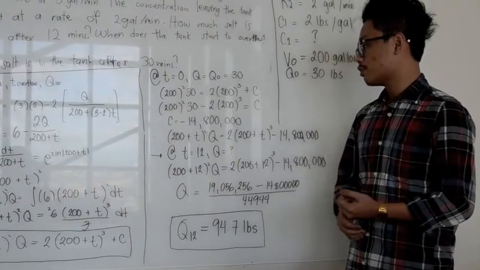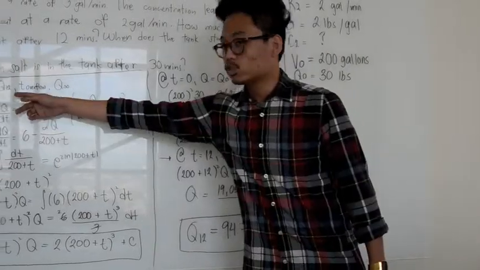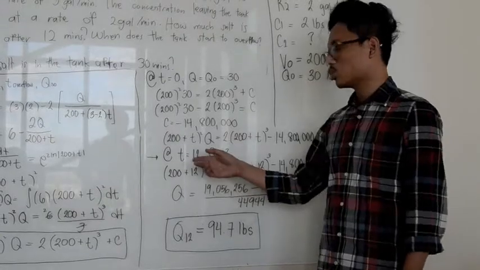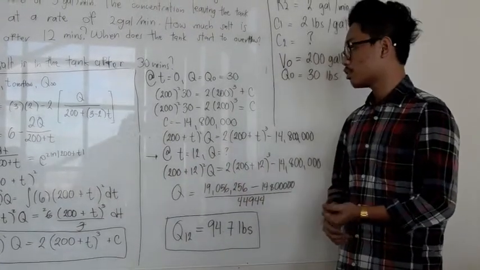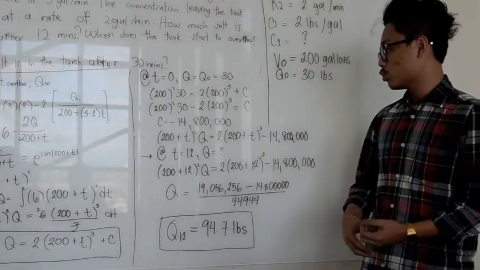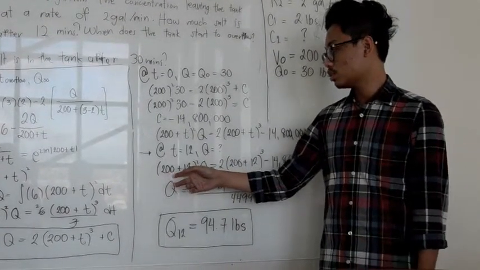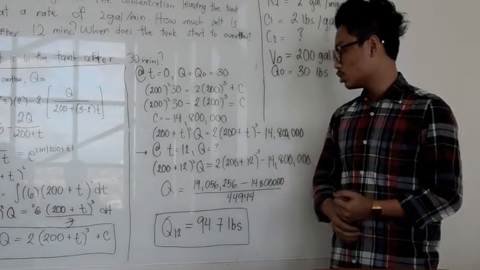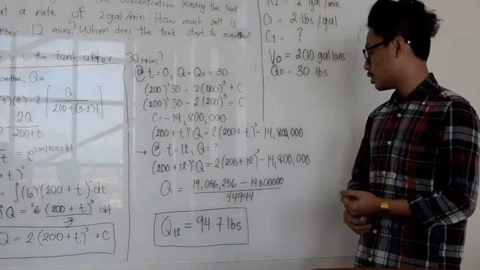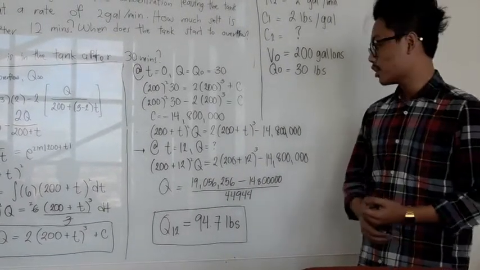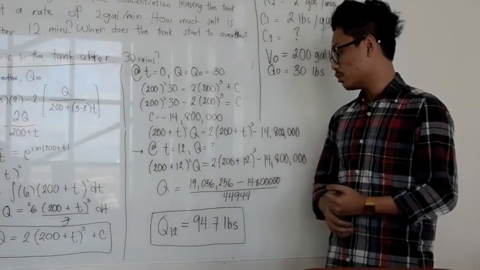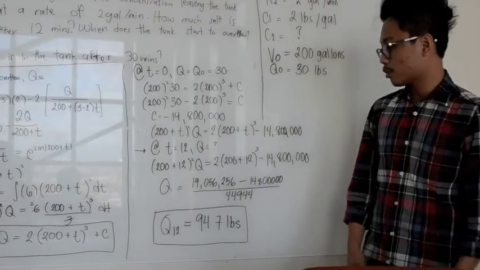Then since we're finding Q at time 12, we're going to replace t with 12. Then we're going to solve for Q, which is the amount of solute at time equals 12. So it's going to be 200 plus 12 squared times Q equals 2 times 200 plus 12 cubed minus 14,800,000. Then algebraically, you isolate Q to solve for Q at time equals 12. The final answer would be 94.7 pounds.